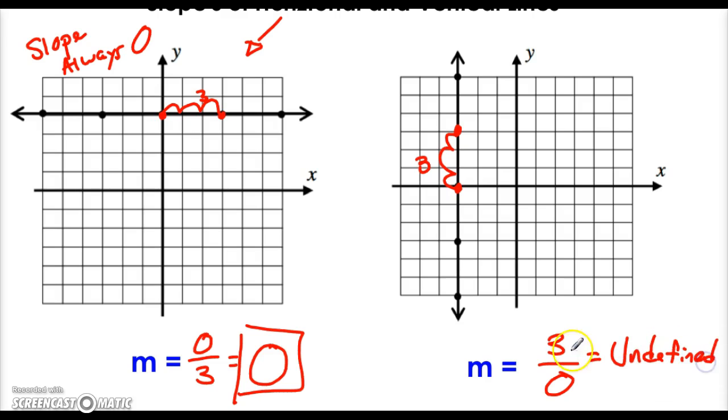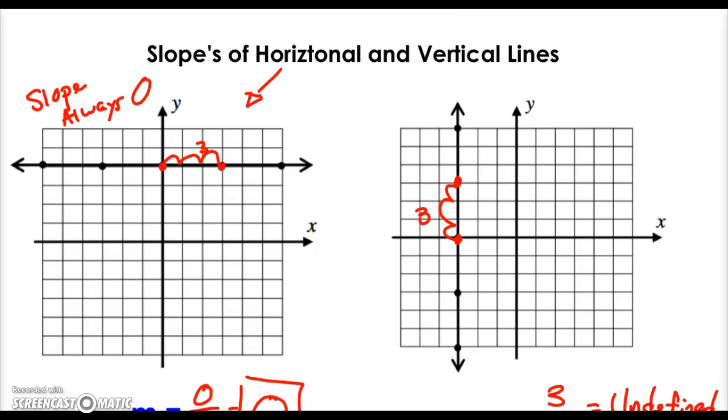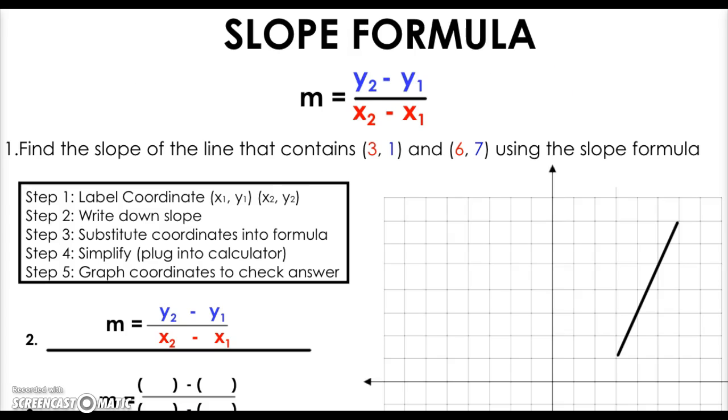Always undefined. You can't divide by 0, that's a rule. So for vertical lines, which we have right here, the slope is always undefined. And this might help you in a quiz coming up very soon. So I'd say remember that.